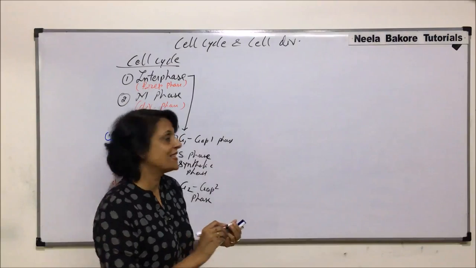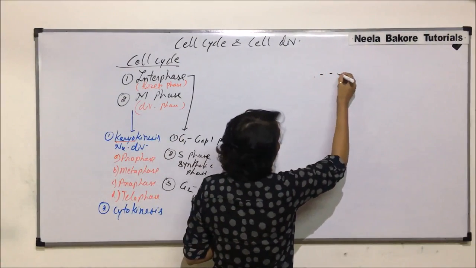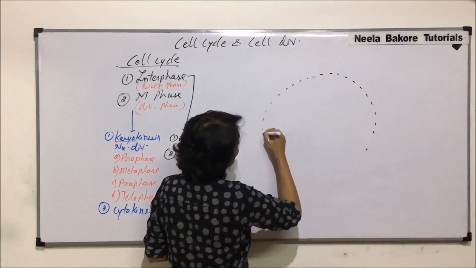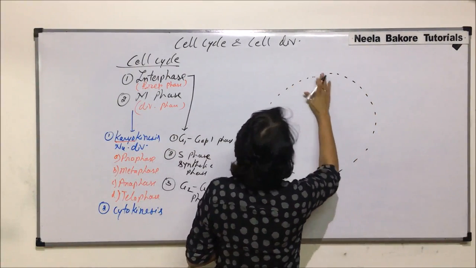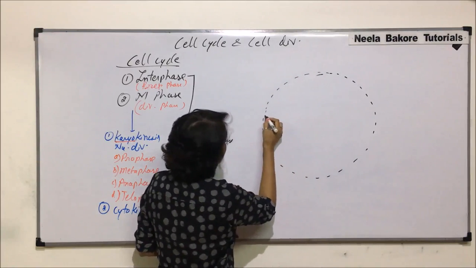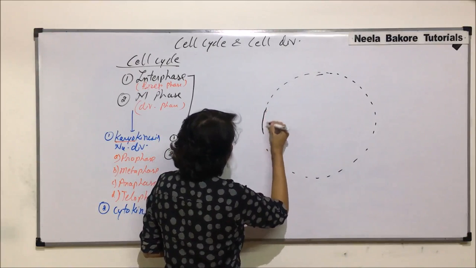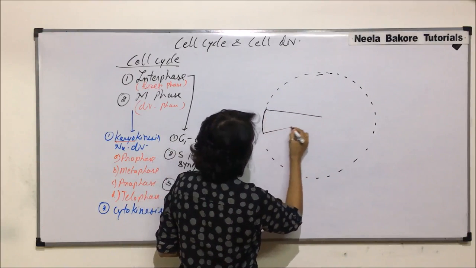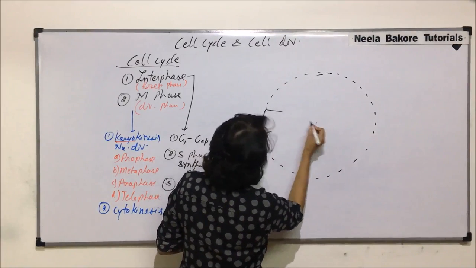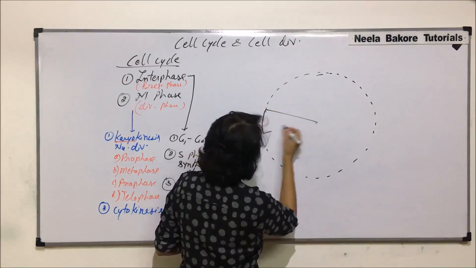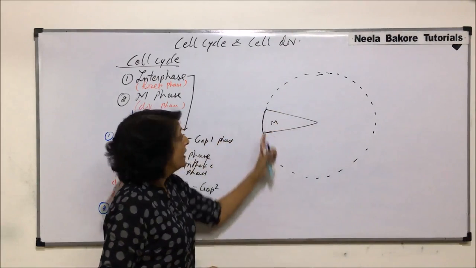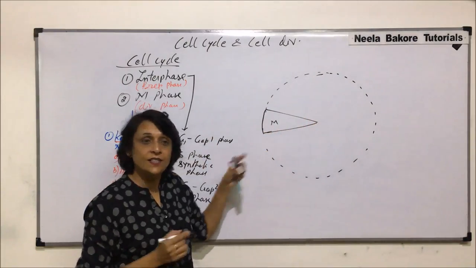So now let us represent this cell cycle. And as it is a cyclic thing, we're going to represent it in a cyclic manner. Say this is the M phase, that is the division, M phase. Then this entire is the interphase.